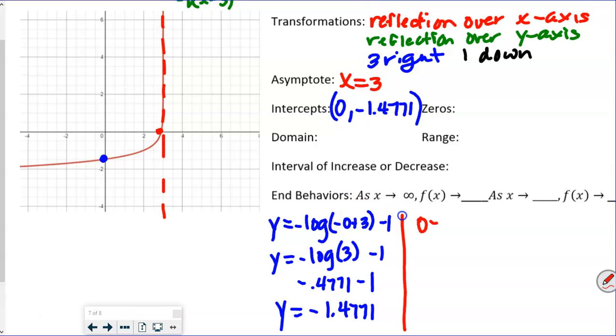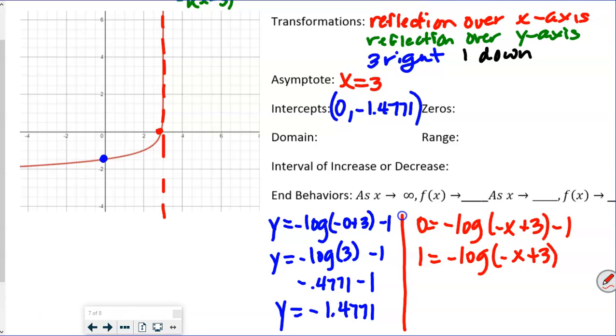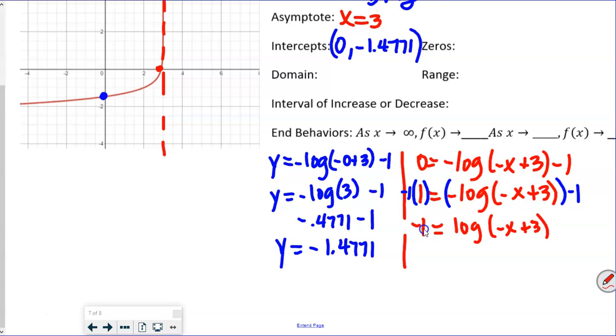So we're going to say 0 equals the negative log of negative x plus 3 minus 1, okay? So the first thing we're going to do is add 1 to both sides. That's going to be 1 is equal to negative log of negative x plus 3. And to get rid of that negative in front of that log, we're going to go ahead and multiply this whole thing by negative 1. So that gives us negative 1 equals log of our negative x plus 3. Remember, our base here, when we don't have a base, is 10. So we're going to go ahead and put that here.